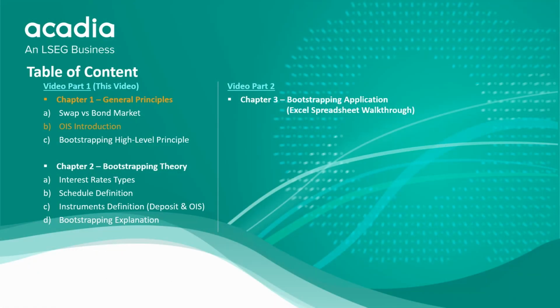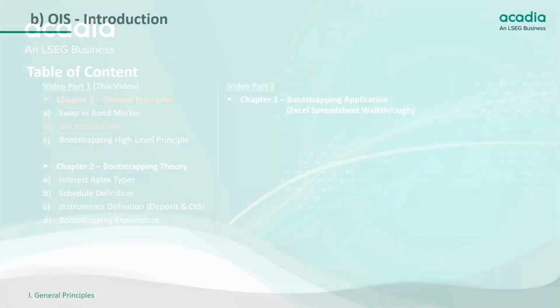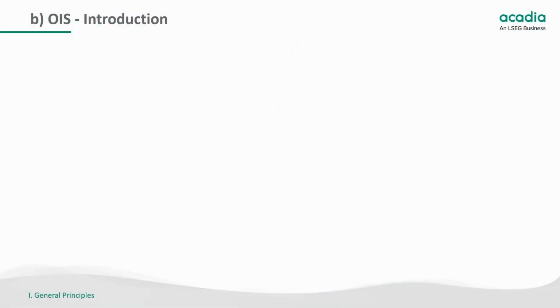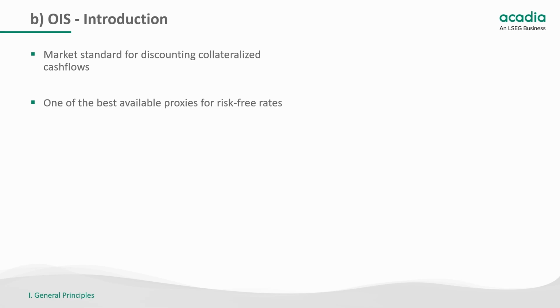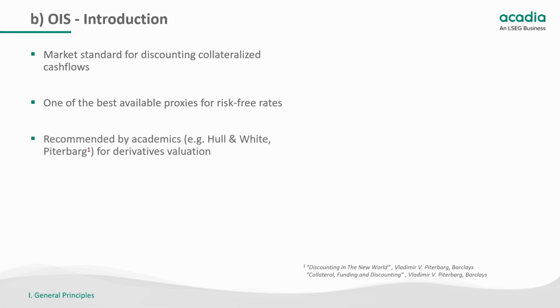In our case, we are using specifically OIS rates, simply because they became the market standard for discounting collateralized cash flows, and they are considered as one of the best available proxies for risk-free rates. Academics think so too. Hull and White, you know them, Vladimir Piterbarg as well. They argue that they should be used when valuing derivatives. That's the case with this example because the end game is to price an equity option. But why is it one of the best proxies?